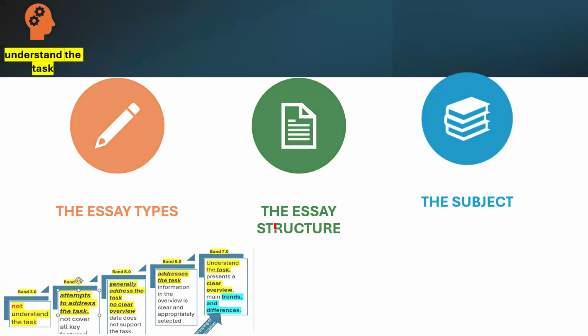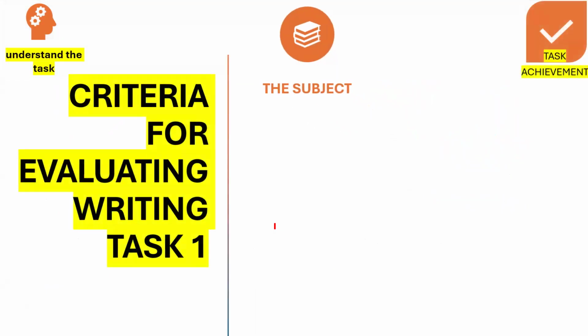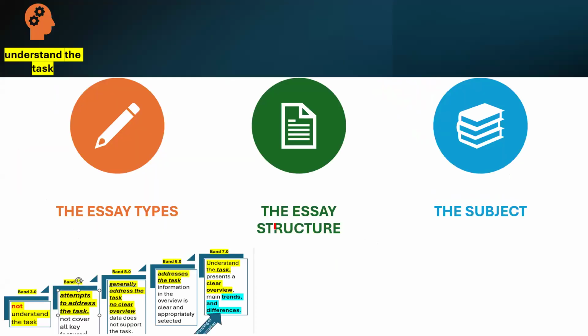Okay. Now the subject, understand the task again. When we say understand the task, it means we have to understand the essay types. There are two essay types of data essays: dynamic graphs and static graphs. Then for the essay structure, we have two essay structures. We have the most common one, which has an introduction, overview, body paragraph 1 and body paragraph 2, and the second essay structure, which has introduction, body paragraph 1, body paragraph 2, and conclusion.